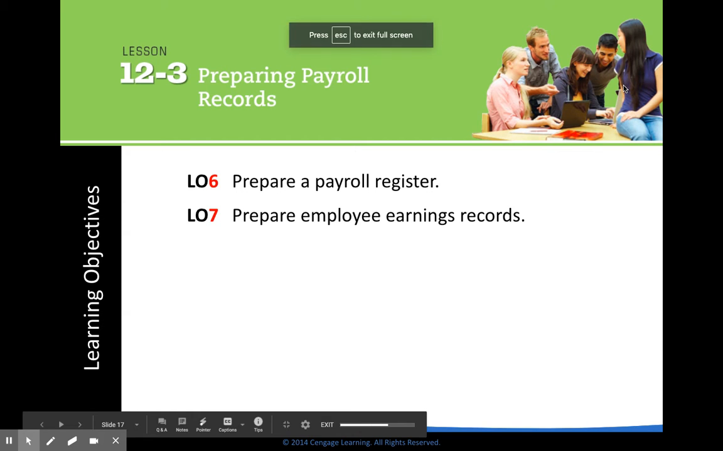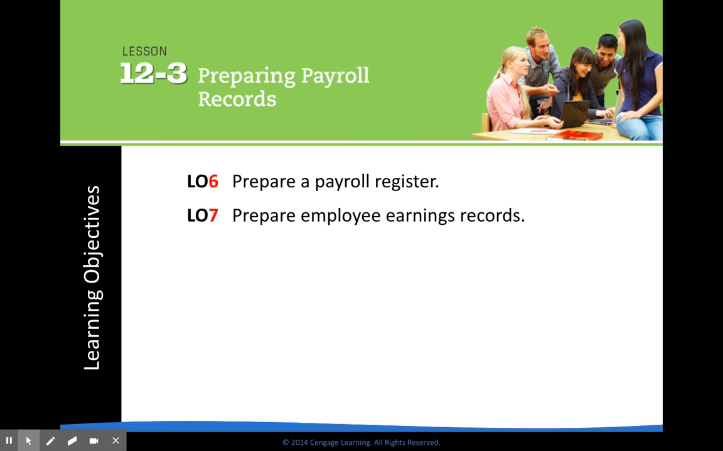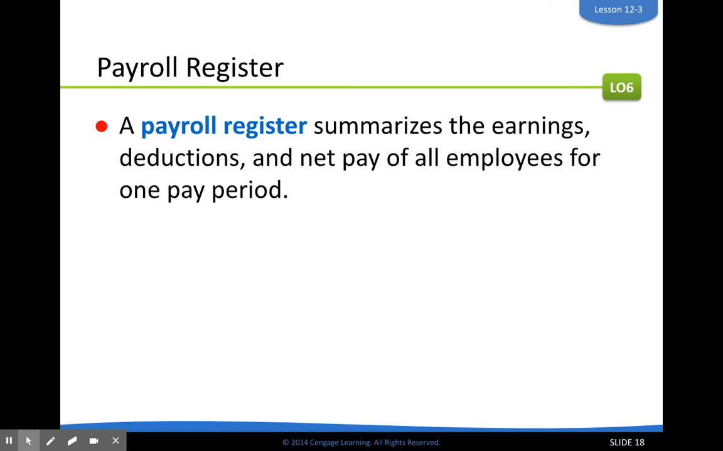The goal of Section 12-3 is to prepare a payroll register and an employee earnings record. A payroll register summarizes the earnings and deductions and ultimately calculates the net pay for employees. And this is really important because we need to calculate the net pay in order to know what amount to write a check for to an employee.